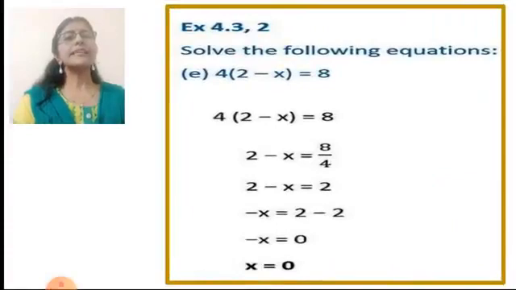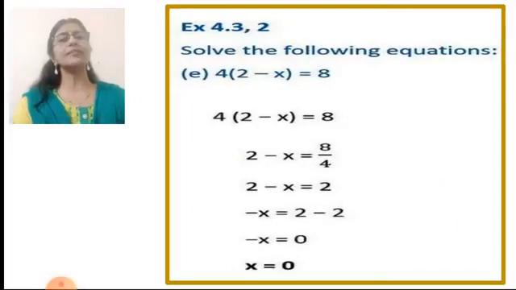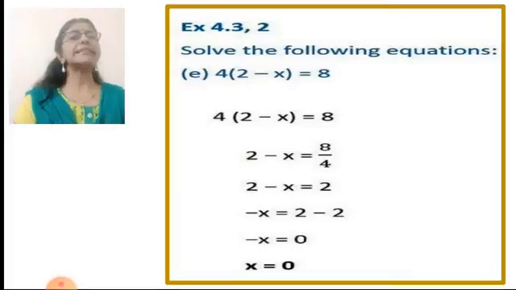Now the next question is from question number 2 of exercise 4.3 only. 4 in bracket 2 minus x is equal to 8. Here again we are going to solve this equation by the transpose method. So first we will remove the bracket, and 4 is multiplied. To remove the 4 and the bracket, first we will have to divide. So 2 minus x will be divided by 4. 4 will be cut. So you will get only 2 minus x on the left hand side of the equation, and on the right hand side 8 is there.